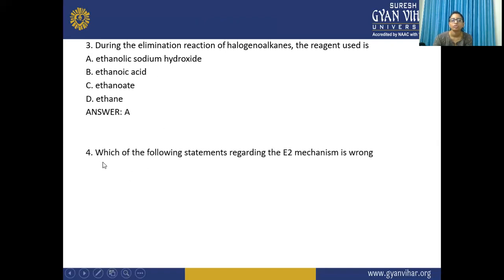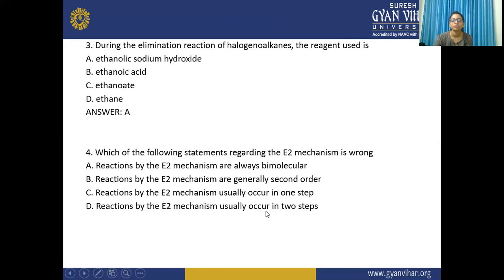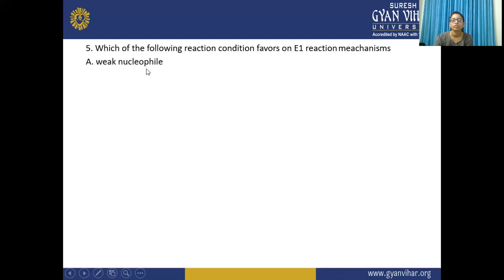Now the fourth question is, which of the following statements regarding the E2 mechanism is wrong? Reactions by the E2 mechanism are always bimolecular. Reactions by the E2 mechanism are generally second order. Reactions by the E2 mechanism usually occur in one step, and reactions by the E2 mechanism usually occur in two steps. So answer is D. Now fifth, which of the following reaction conditions favors an E1 reaction mechanism? A is a weak nucleophile, B is your strong base, C is your strong nucleophile, D is your weak base. So the answer is D.